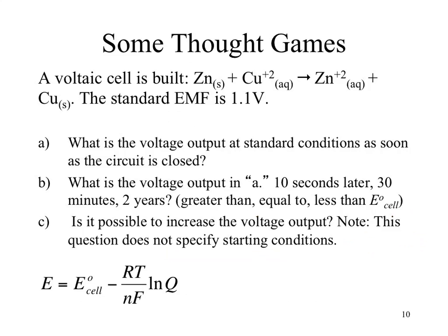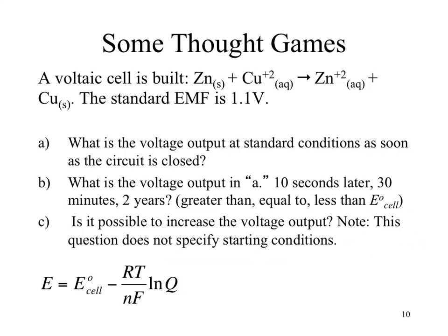As far as concentration cells go, what we want to do is go through some thought games first and get an idea of what can potentially happen in each case. So if we go back to our standard voltaic cell with our zinc and copper ion, we know our standard cell potential was 1.1. How do we know it was 1.1?